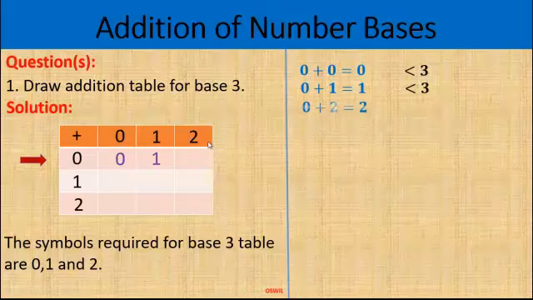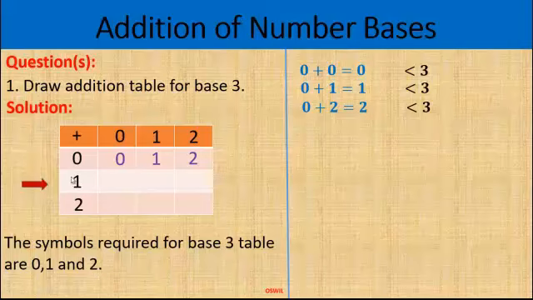0 plus 2 would give us 2, and 2 is also less than base 3. So we write the 2 as our answer. Now we move to the third row. Now you are going to add 1 to all the numbers in the first row in tens.